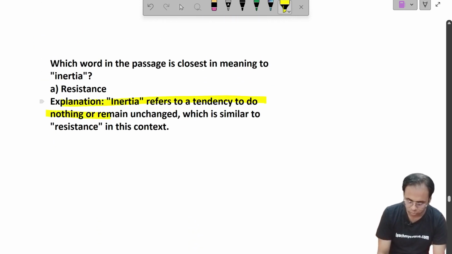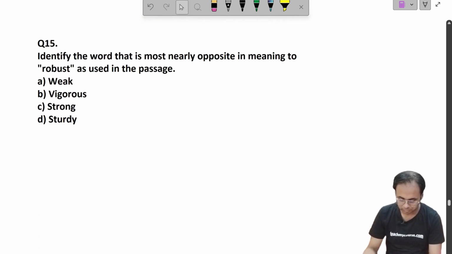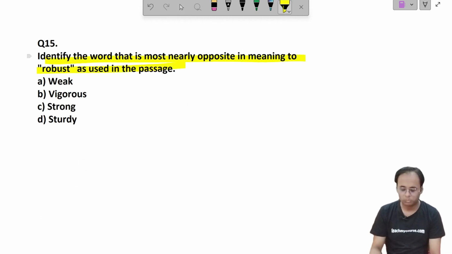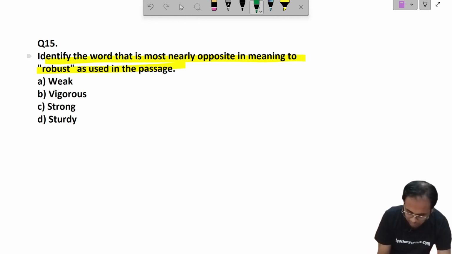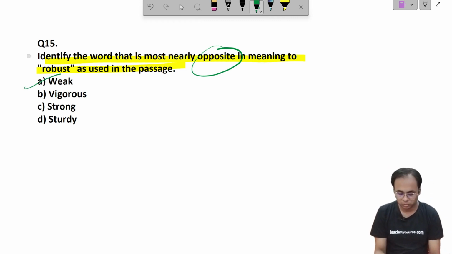Inertia refers to a tendency to do nothing or remain unchanged, which is similar to resistance in this context. Next question we have: identify the word that is most nearly opposite in meaning to robust as used in the passage. Robust means strong. Obviously we have to find the word that is opposite in meaning. So weak is obviously the opposite of strong. So it is the right option.